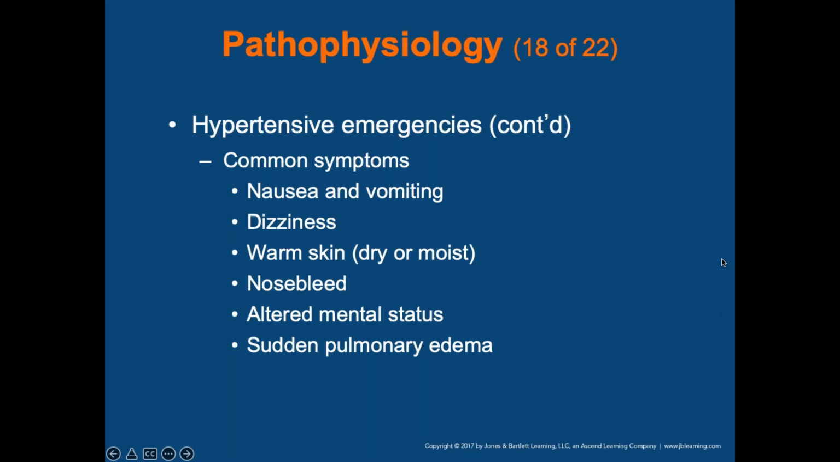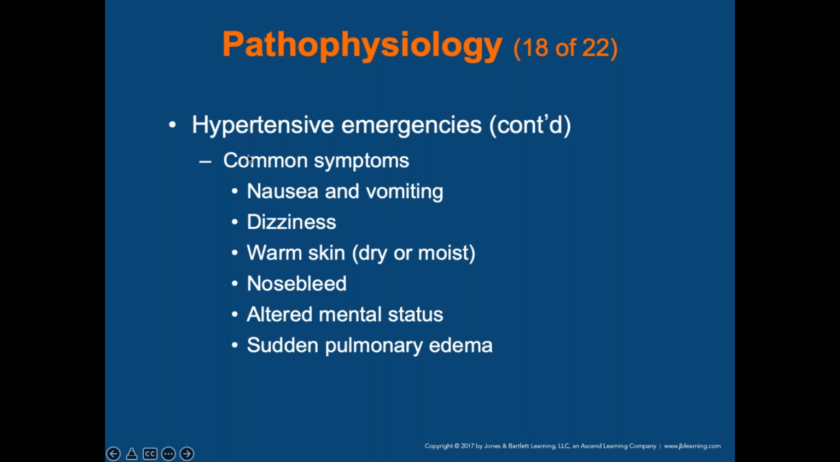Other common signs and symptoms would be nausea, vomiting, dizziness, warm skin, nosebleeds, altered mental status, and sudden development of pulmonary edema. So if you respond to someone with a nosebleed, don't just play it off as a nosebleed. Check their blood pressure. There very well could be hypertension causing that.